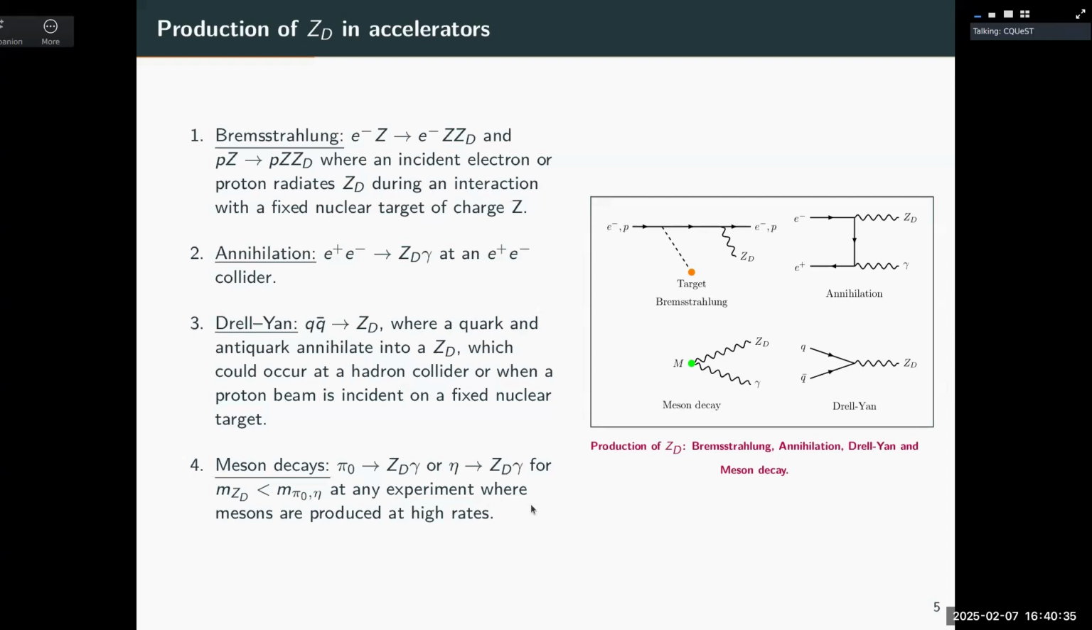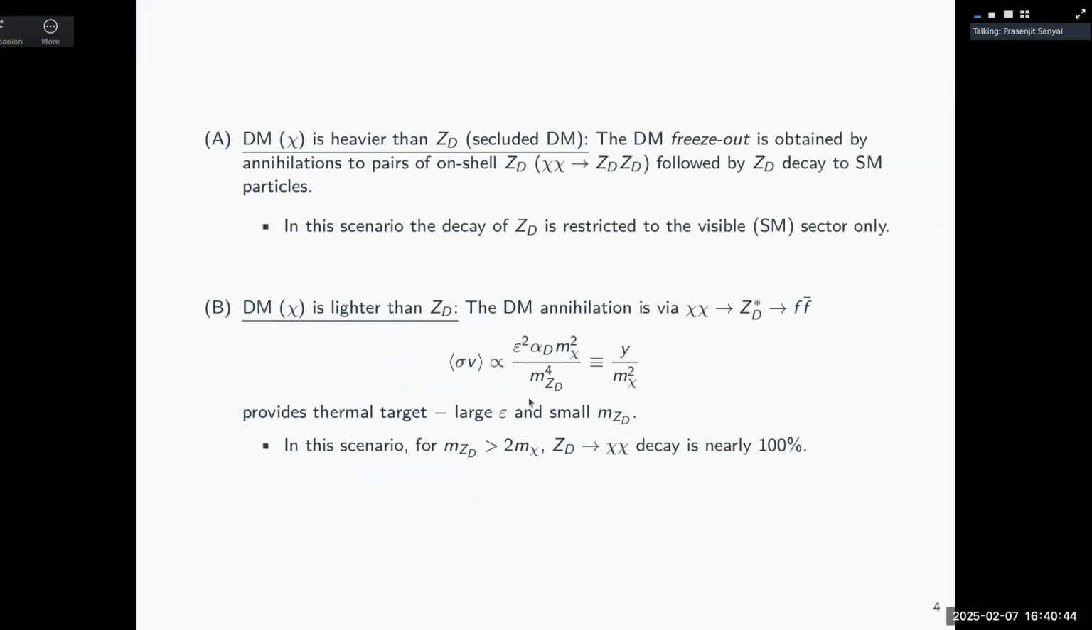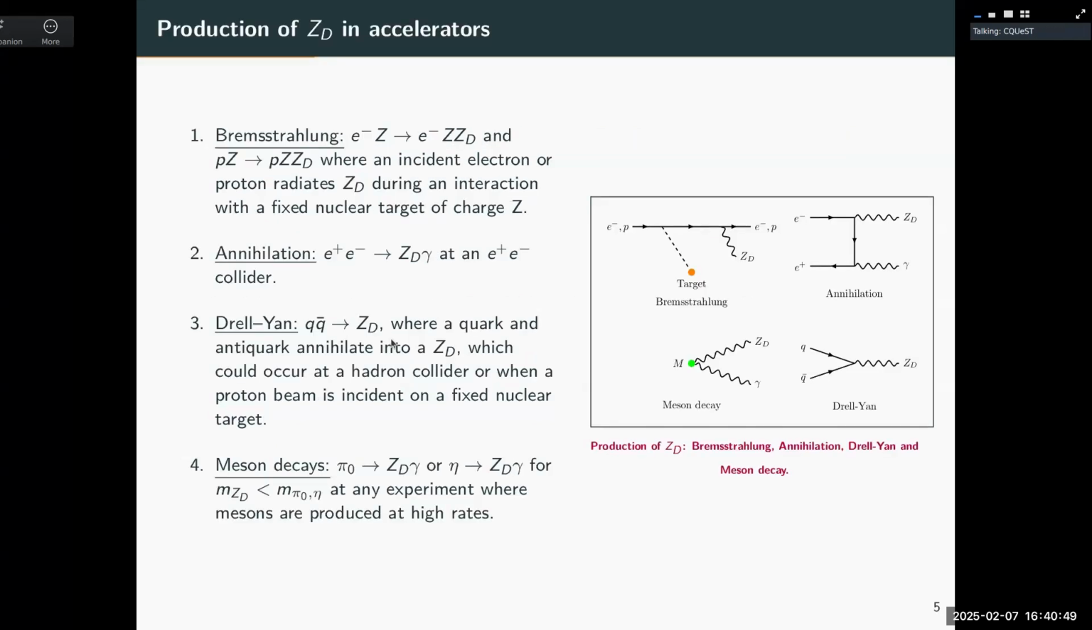Excuse me, in channel 3, you said that the annihilation of ZD is 100% to the dark matter? This one, second scenario. No, the third, in the third case, the Drell-Yan case. ZD decays to what? Conventionally, in hadron colliders, the ZD decays into the leptonic channel, because if you go to the hadronic mode, then the background will be very large. So the leptonic decay of dark Z is considered.